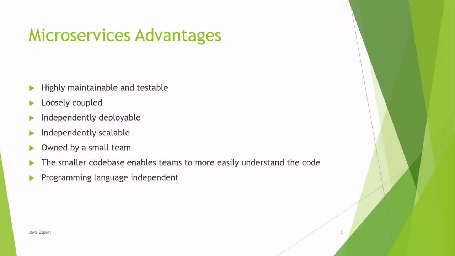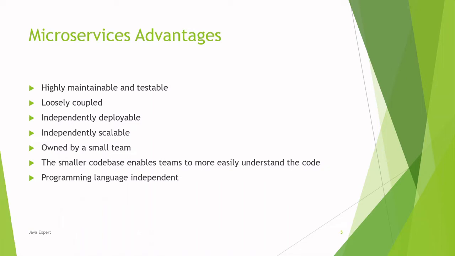Independently deployable. Fine, you can easily understand this one. Since we have a separate service and an independent code base, we can deploy it independently. Independently scalable, as I already said. Small team, because each service is going to be a small code base. It is going to perform only one particular task, and it can be maintained by a small team. Smaller code base, I already said.